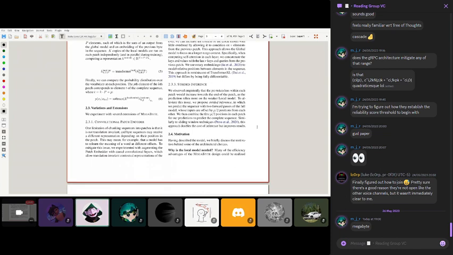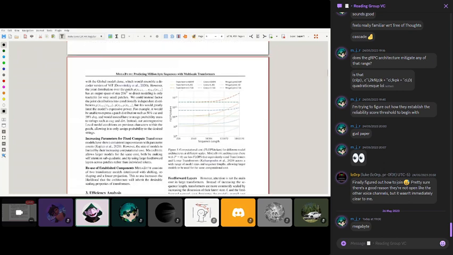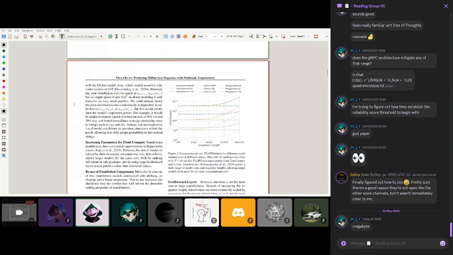So onto the motivation of why they designed Megabyte, and what was the inspiration for it? So why did they use a local model? Many of the efficiency advantages of Megabyte's design could be realized only with the global model.